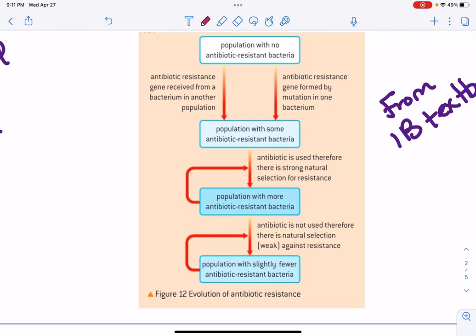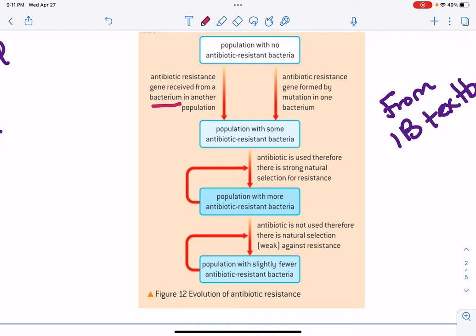It can be received from another bacterium in another population, or there can be a mutation in one of the bacterium. So then you end up having some antibiotic resistant bacteria in a population. The antibiotic is used, so all of those bacteria that are not resistant to the antibiotic are going to die.